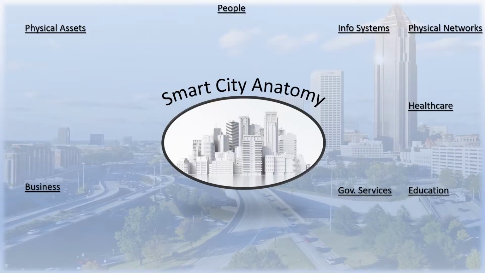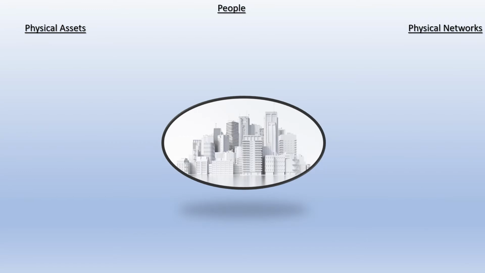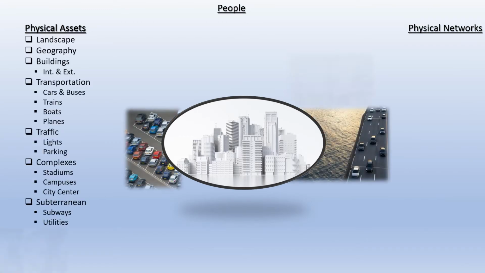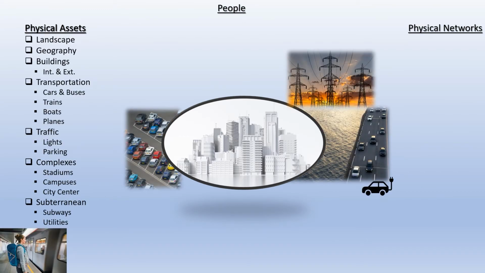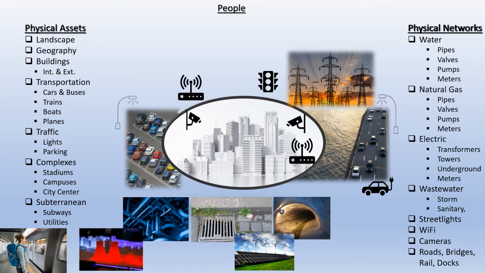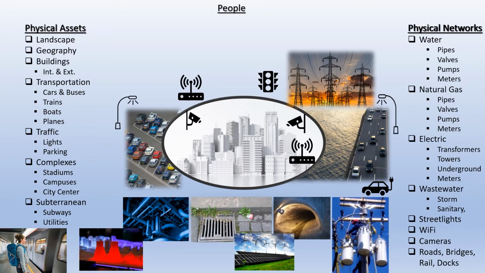Let's take a look, first of all, at the physical assets. If we look at the assets, there's a lot of things that are in the city that are required to include transportation, traffic, complex geography, and so on. There's also physical networks that are involved. A lot of different things that are perhaps considered assets, but also they're part of a physical network. Those things need to be included in a smart city.